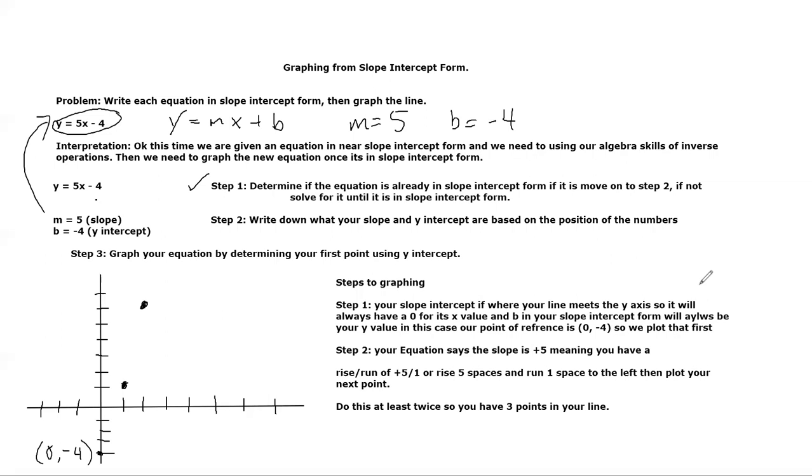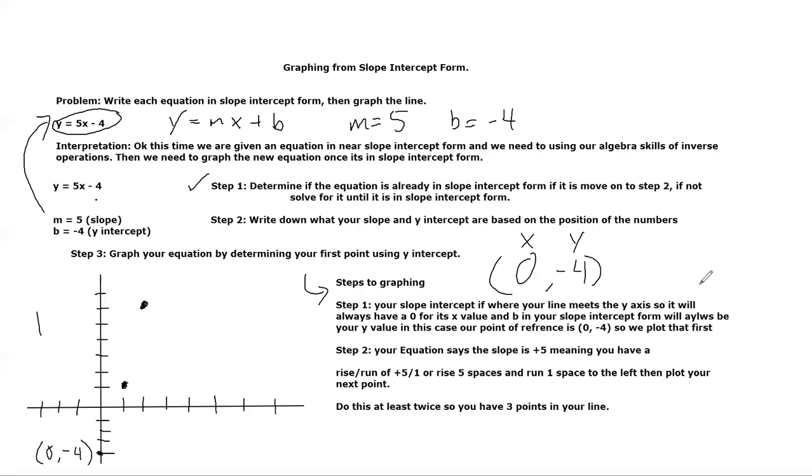I've identified them. Now, step 3, we're going to graph the equation, determining your first point using the y-intercept. What did we say about the y-intercept? If you look at our steps to graphing this, your y-intercept is where your line meets the y-axis, so you will always have 0 for its x value, right? We're looking to make a coordinate point. If we're looking for a y-intercept, our x value is always going to be 0, and our y value would be our y-intercept. We know that our y-intercept in this case happens to be negative 4. So now we have our coordinate point, and we know where to start.